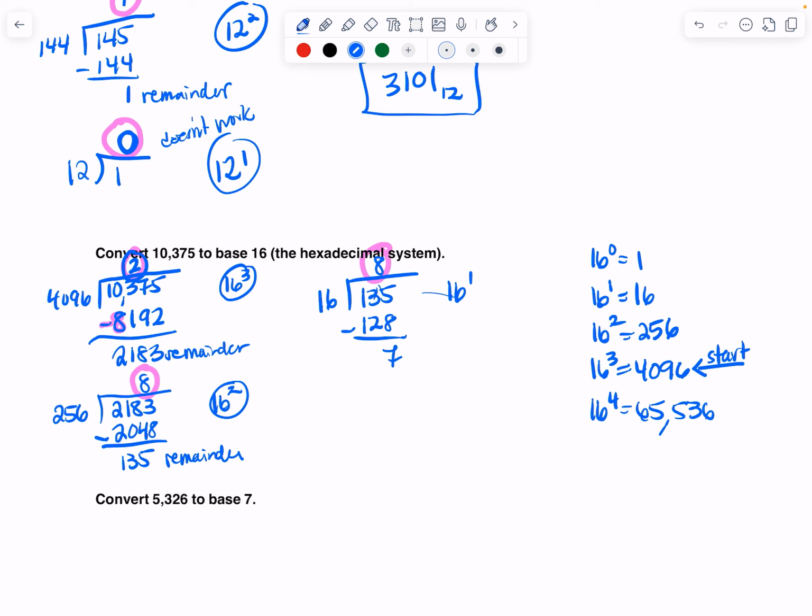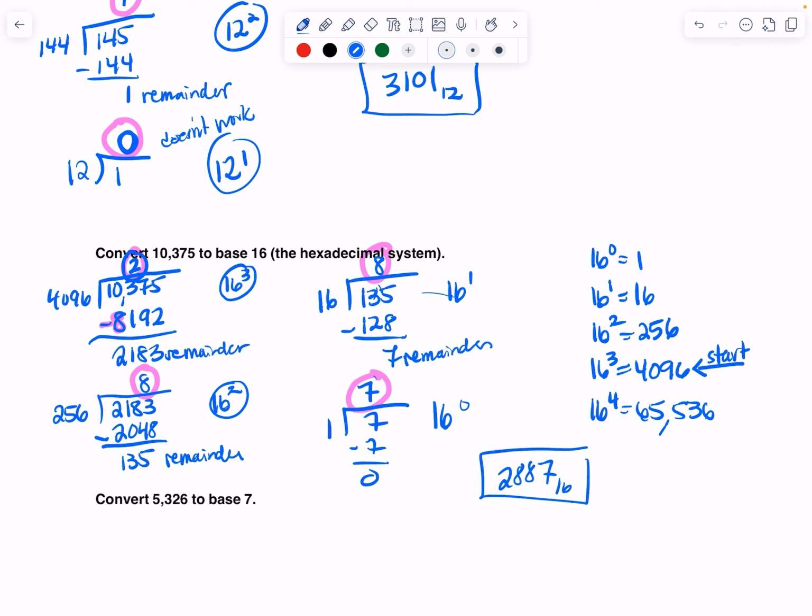So this became 7. Okay, so now I'm working on 16 to the 0. 16 to the 0 is 1. So I'm going to take the remainder, put it under the division sign, and 1 goes into 7 times evenly, no remainder. Okay, so the answer is going to be 2887 base 16.